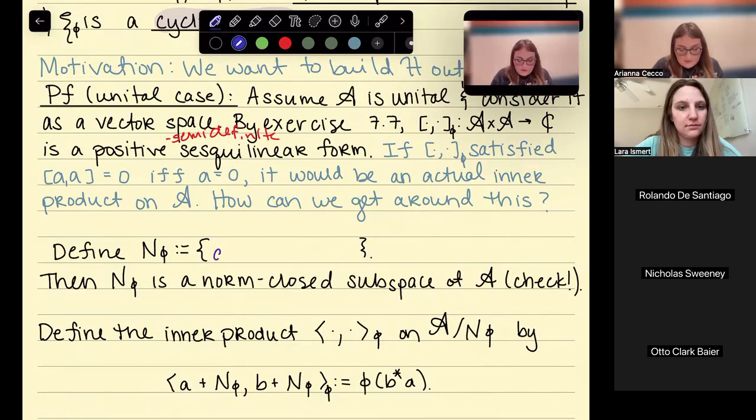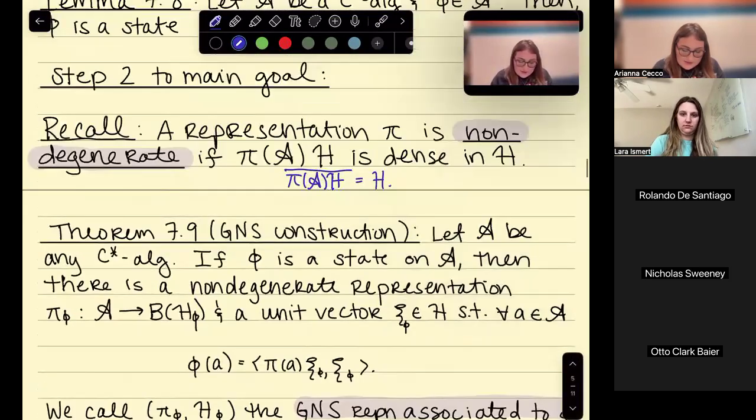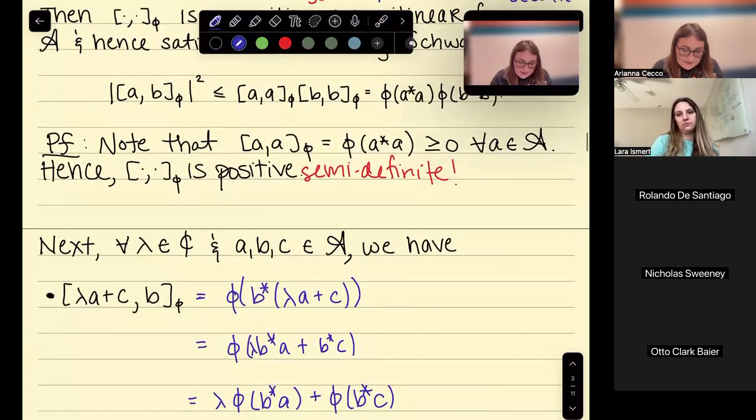I mean, I kind of already said it's A and A such that, I think it's technically phi of A star A equals 0. I think that's how we defined that. Yes.